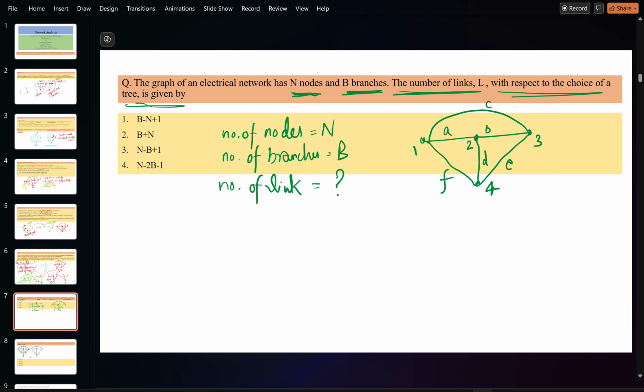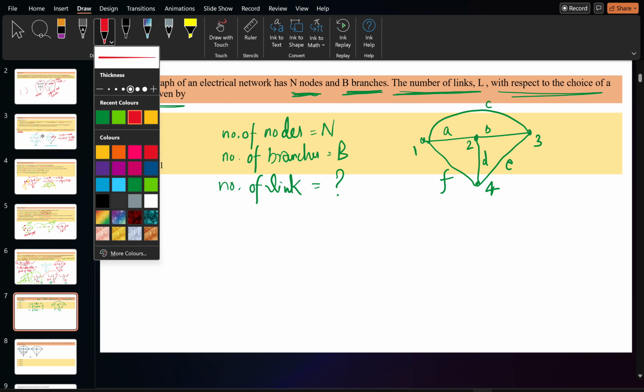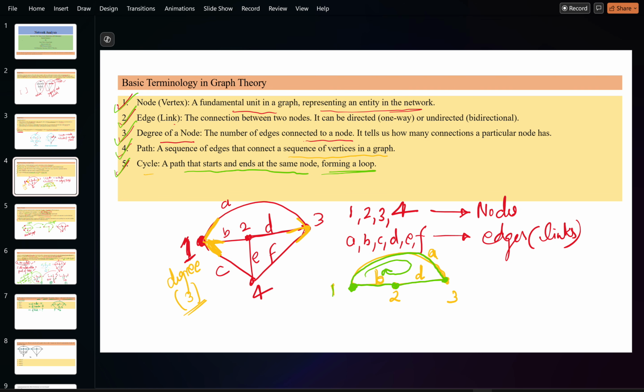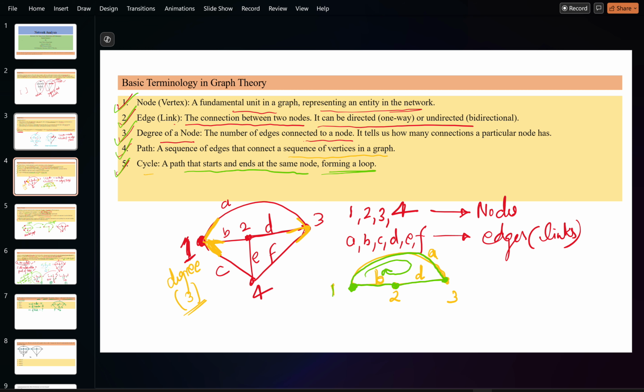Here, what is a link? Let me give the definition. Node, you remember, no? Let me give you the definition of the link, after that you can solve it. The link is the connection between two nodes, and it can be directed or undirected. It can be directed or non-directed also. So that is the concept of a link.